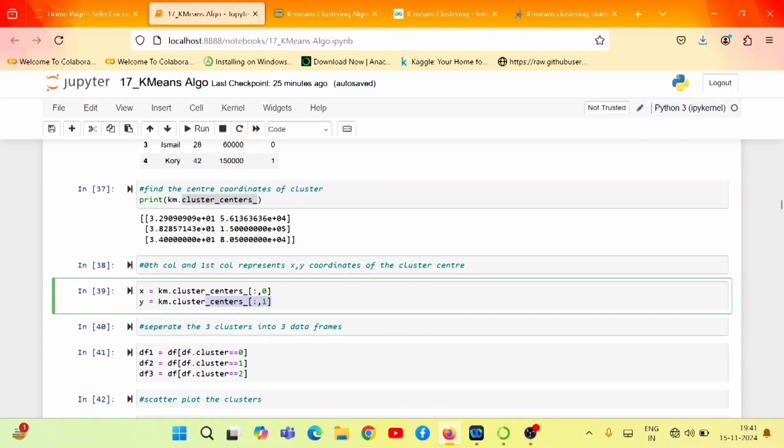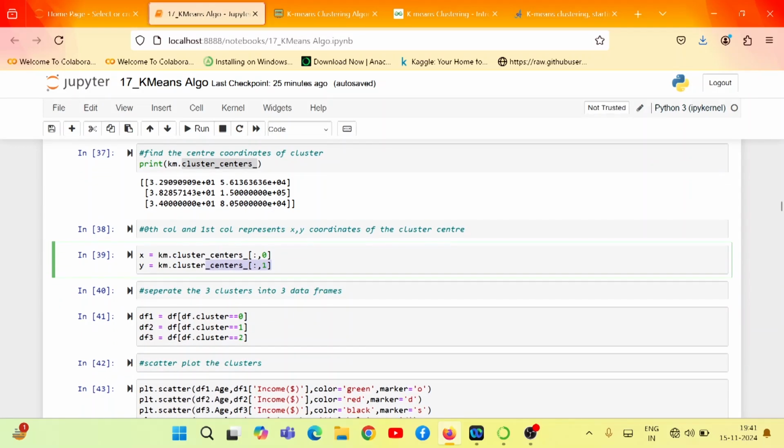Now, after this, let us separate these 3 clusters into 3 data frames depending on the cluster column value. That means cluster number 0 represents data frame 1, cluster number 1 represents data frame number 2, and cluster number 2 represents data frame number 3.